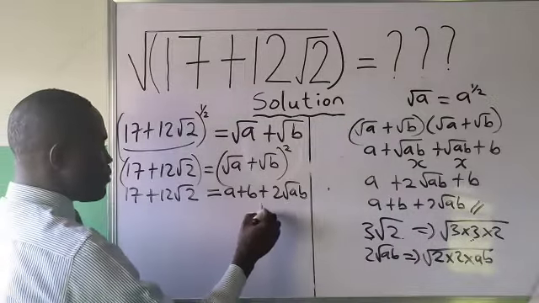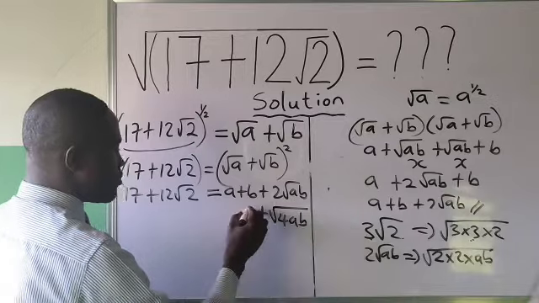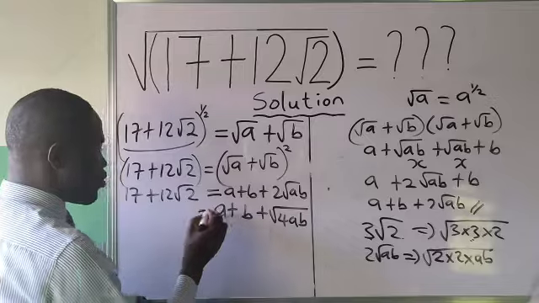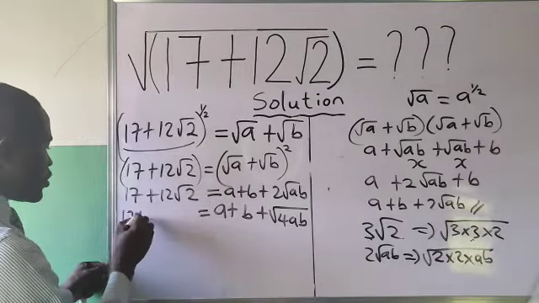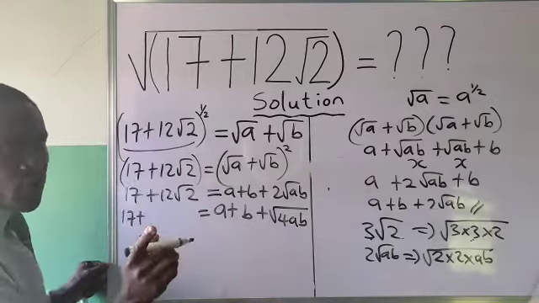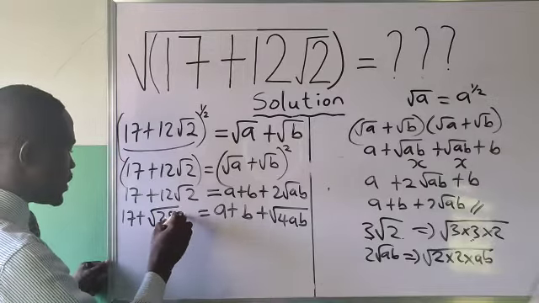So we now say plus what? Square root of 4AB, plus B, plus what? A is equal to 17 plus, 12 times 12 times 2. 12 times 12 is 144, times 2. That will give us 288.